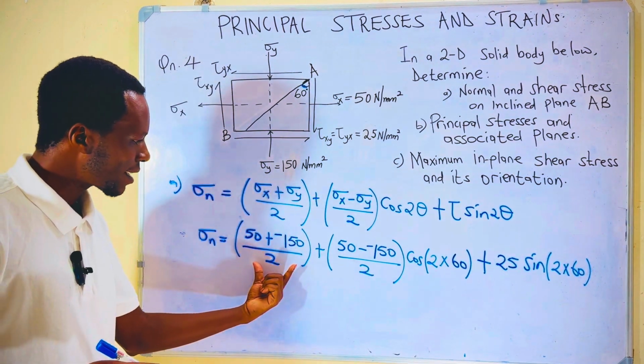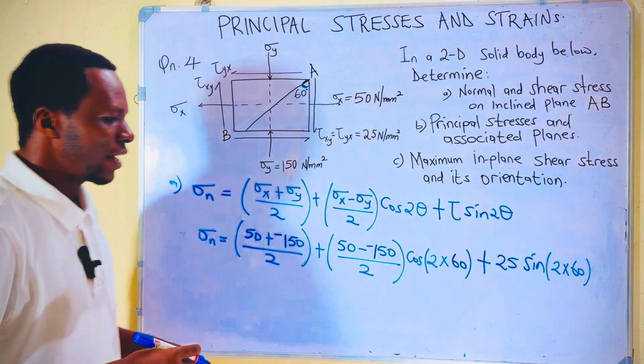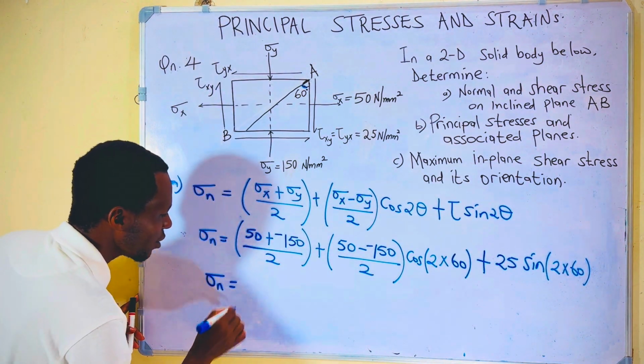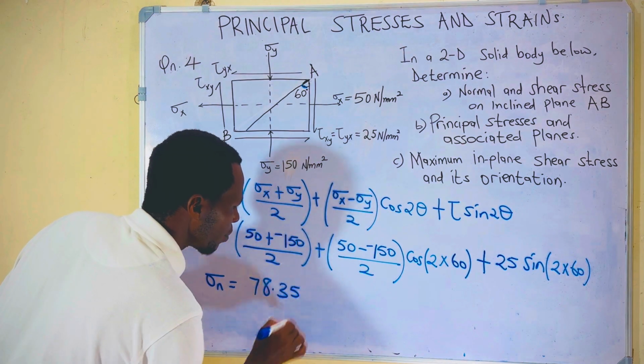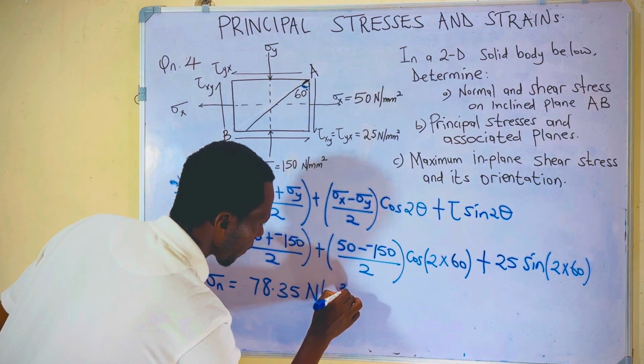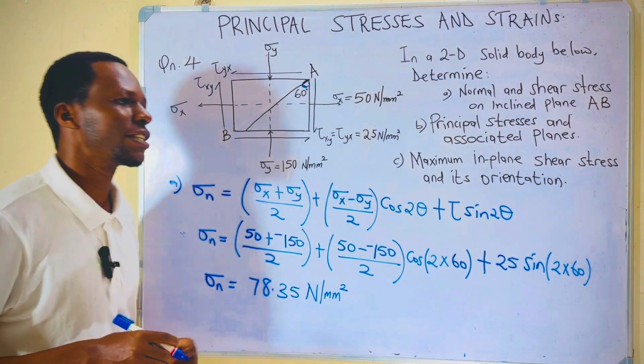Okay, quite easy, just like this. You feed this inside your calculator up to this, and then you add this to it. Definitely you'll come to a negative answer, and this is going to give you 78.35 in Newton per millimeter square. Okay, yes, because that is the unit given, so take note of the unit.